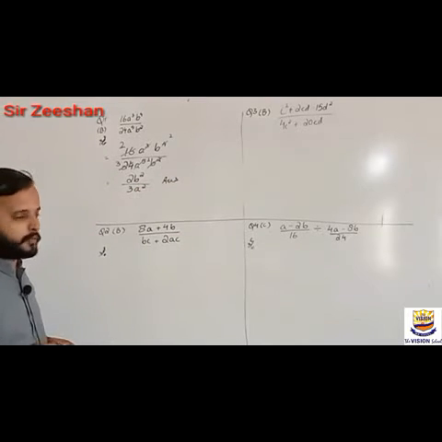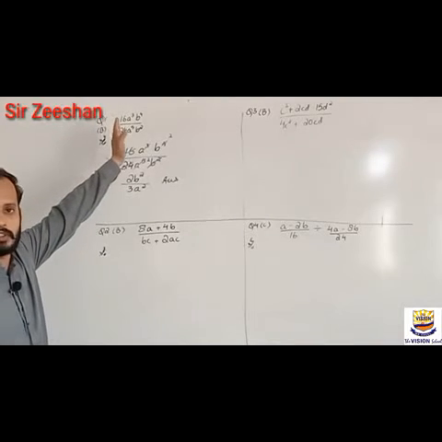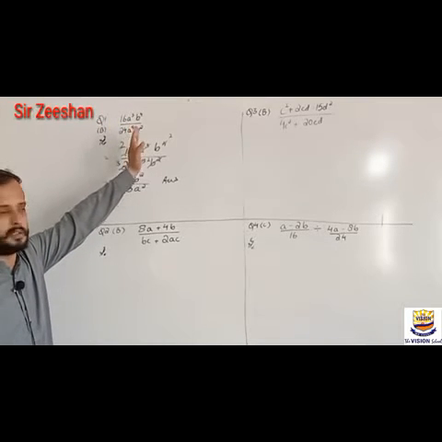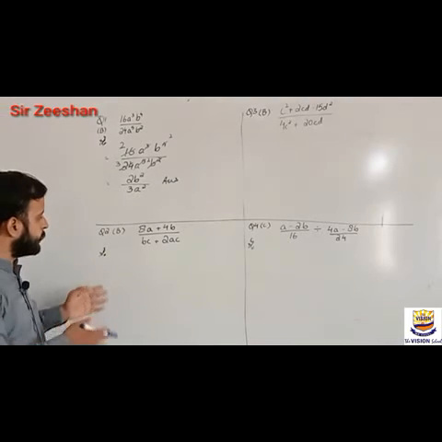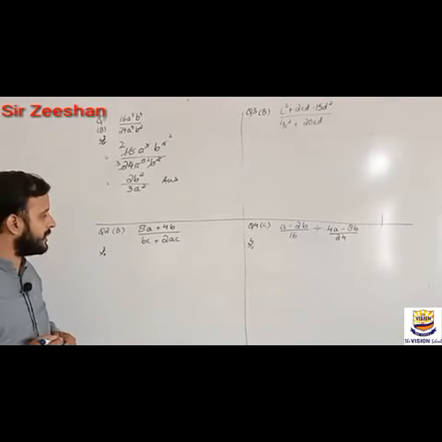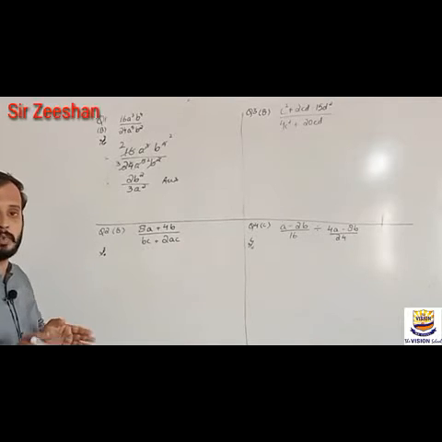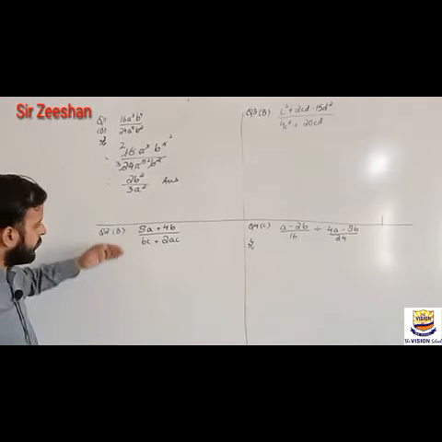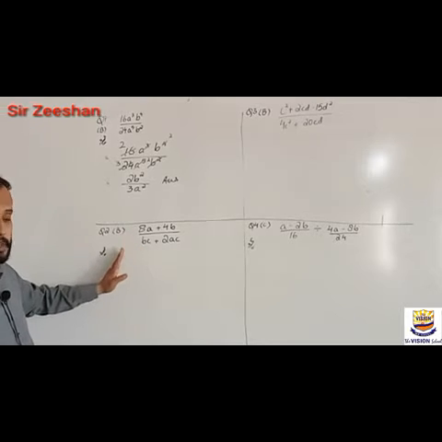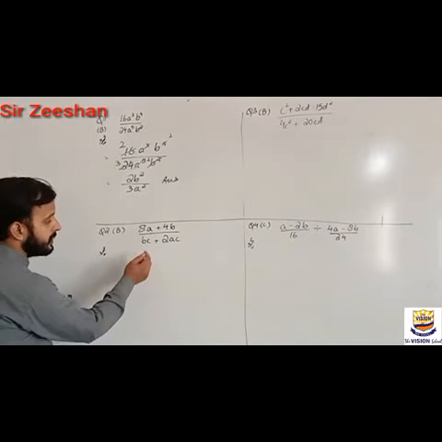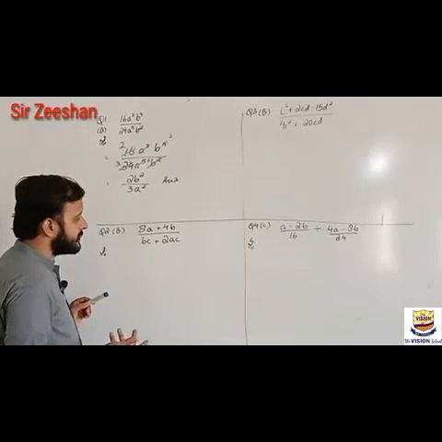This type of question will be solved with this method, where there is no plus or minus sign in between the variables or coefficients. Dear students, let's move towards question number 2. In question number 1, there was no plus or minus sign in between variables and coefficients. But when we look at question number 2, and I have selected part B here, as you can see, there are plus or minus signs.